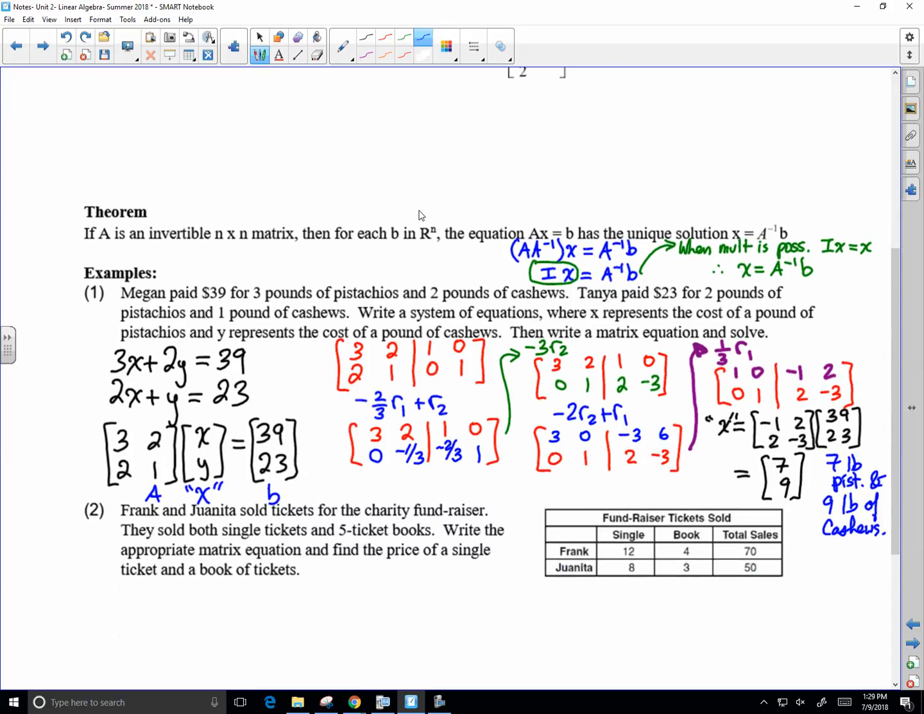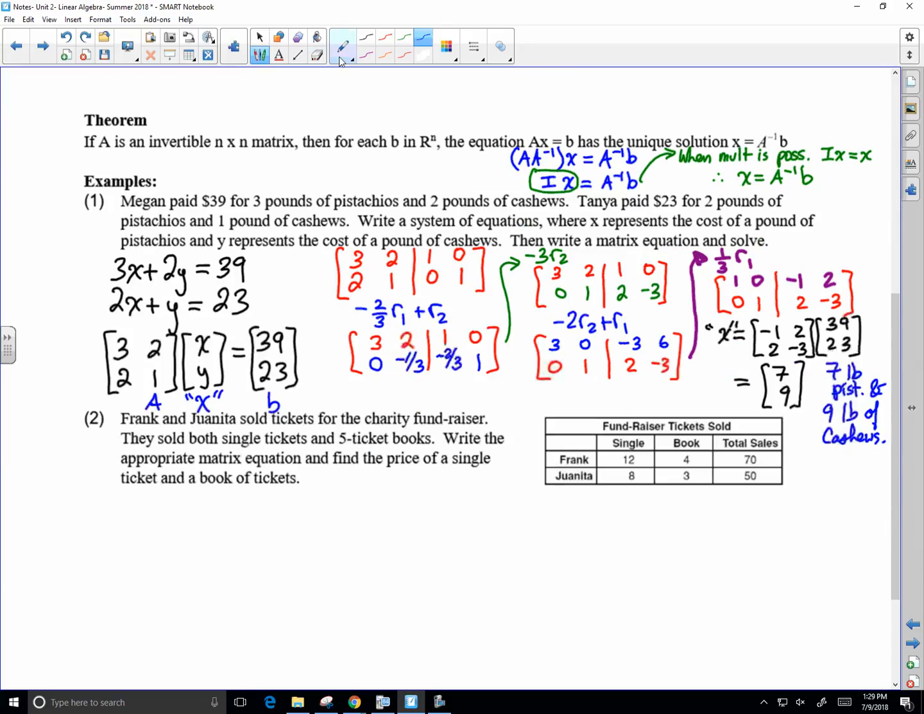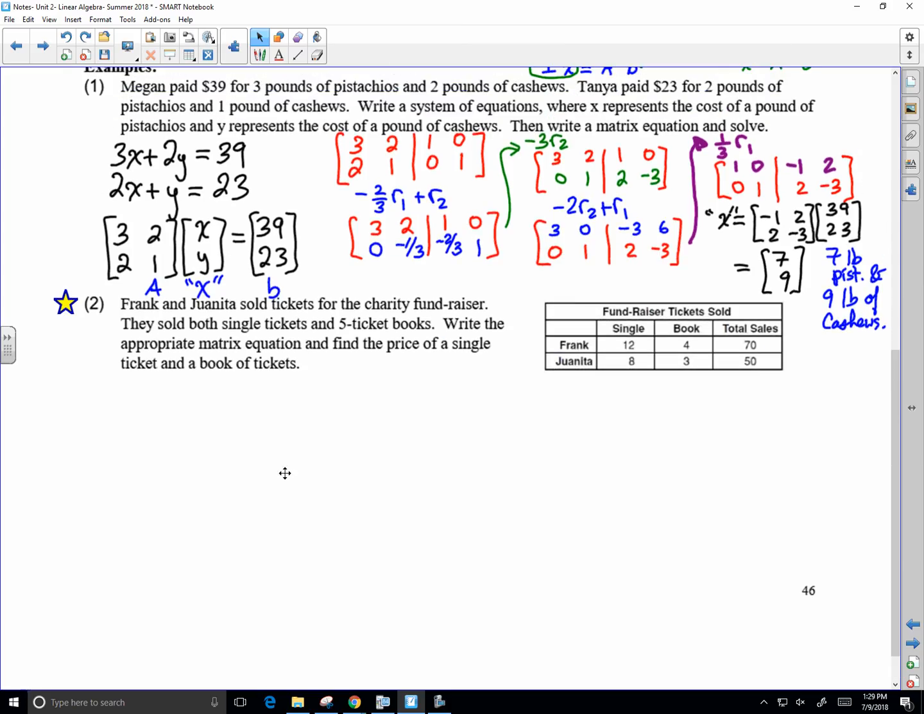All right, so put a star on the second one, which is, I think, even easier in terms of the setup, but it's really the inverse process and the multiplication component that you want to practice with.